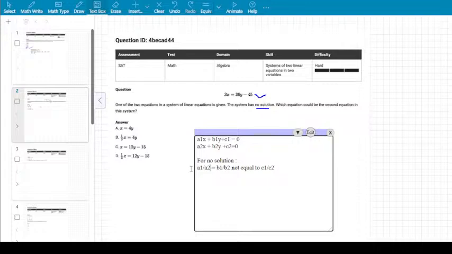So for no solution, this condition must hold. And as I told, this is because the slopes will be equal, so there will be parallel lines, but the intercepts will be different, so the constant terms must be different. So they shouldn't be equal, but the ratio should be same for x and y. The constants should be in a different ratio. That is the condition. Now let us compare this equation's coefficients with the given options.